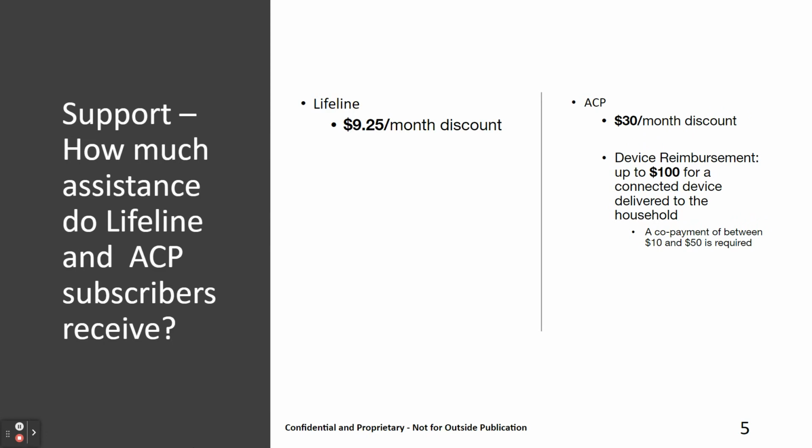For device reimbursement, ACP service providers may be reimbursed up to $100 for a connected device delivered to the household, provided that the charge to such eligible household is more than $10 but less than $50 for such connected devices. Federal law defines a connected device as a laptop, desktop computer, or a tablet.